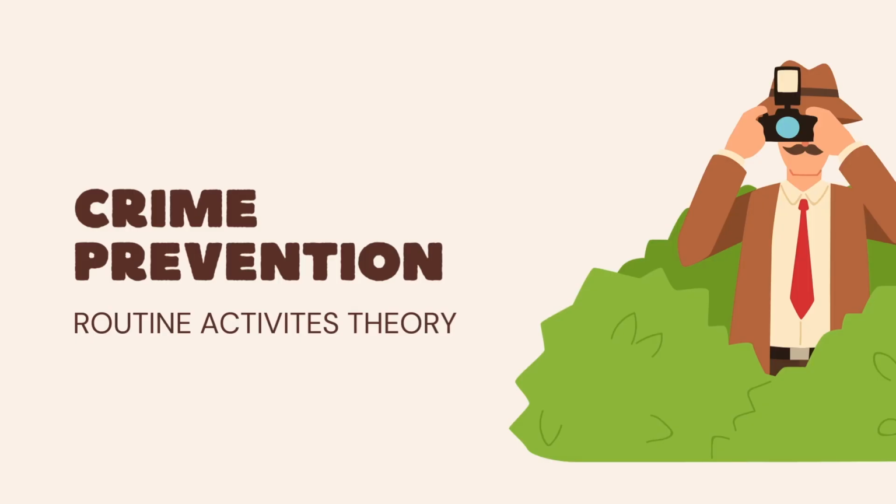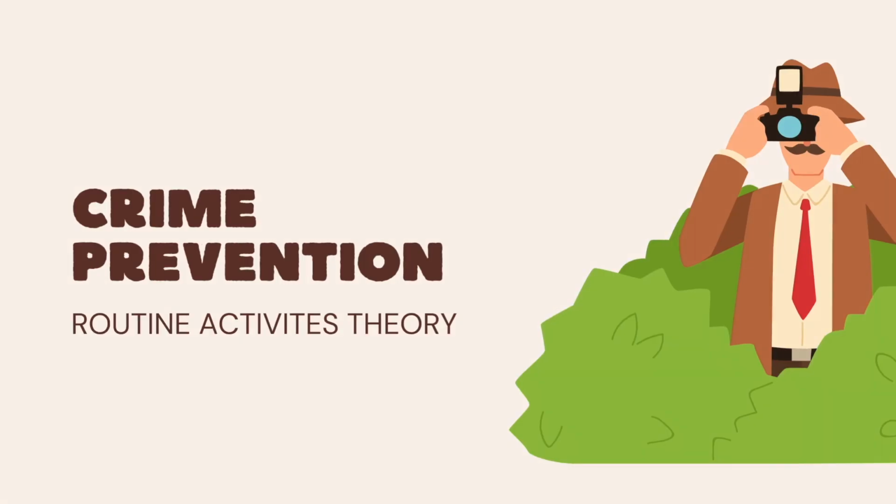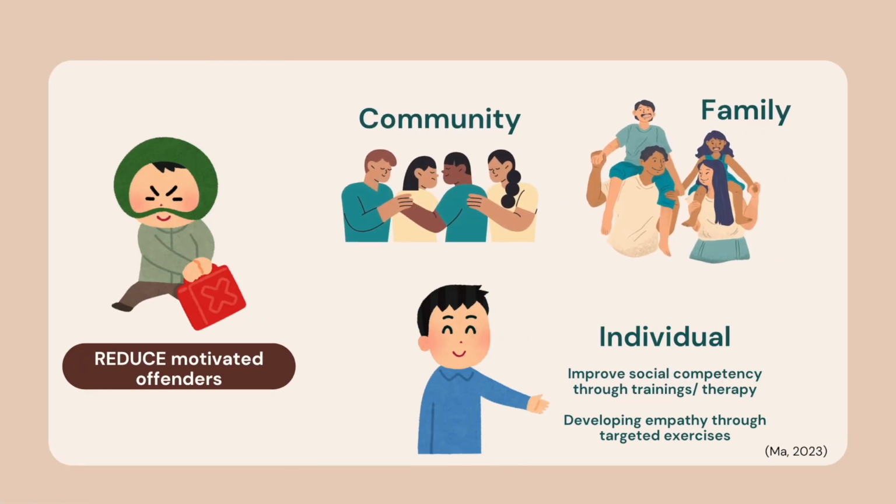Next, we will discuss crime prevention. How does routine activities theory help in crime prevention? Firstly, motivated offenders can be reduced by fostering positive social environments. A supportive community can help prevent delinquency and antisocial behaviors. Efforts in promoting healthy family dynamics, improving social competency, and developing empathy in offenders can also be done.